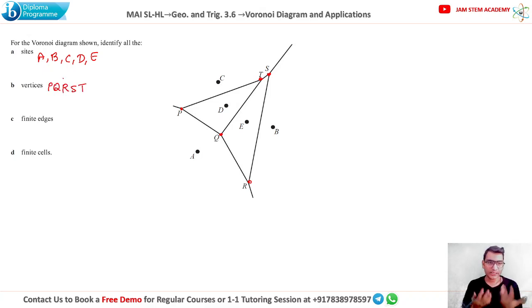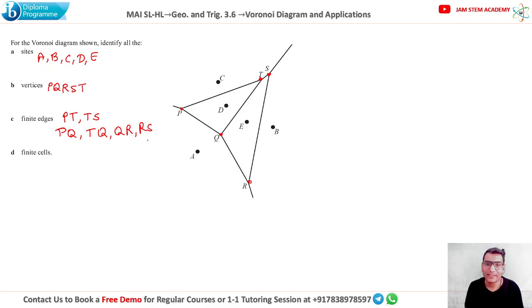Okay. Next is finite edges. Remember, finite edges: find those edges which have both an initial and a terminal point, meaning segments. So finite edges are what? PT, TS, PQ, TQ, QR, and RS. As you can see, these are the finite edges.